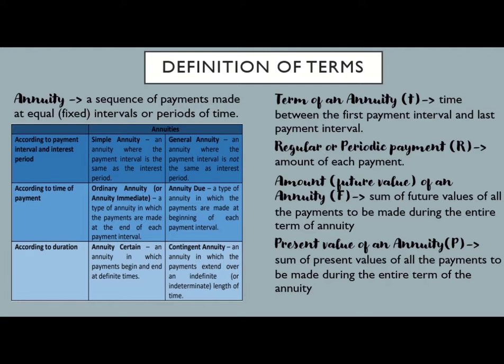Next is the amount of the annuity or the future value. That is the sum of future values of all the payments to be made during the entire term of the annuity. And then present value of the annuity. It is the sum of present values of all the payments to be made during the entire term of the annuity.